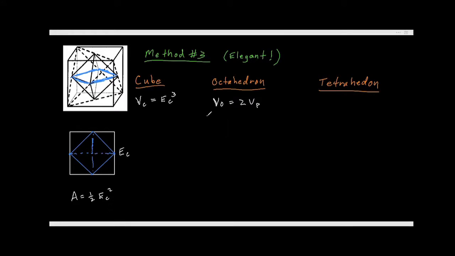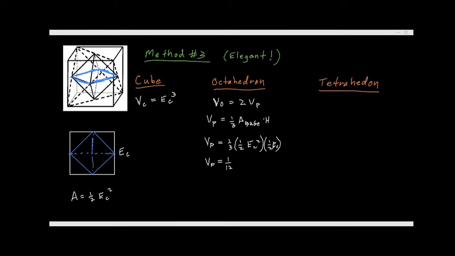So let's just use that information. The volume of the pyramid is, of course, always 1/3 area of the base times the height. And what is the area of the base? We just said it's 1/2 EC squared. And what's the height? Do you remember this from before? What's the height of this pyramid? Well, it's 1/2 the edge of the cube. If we multiply all this out, what are we going to get?